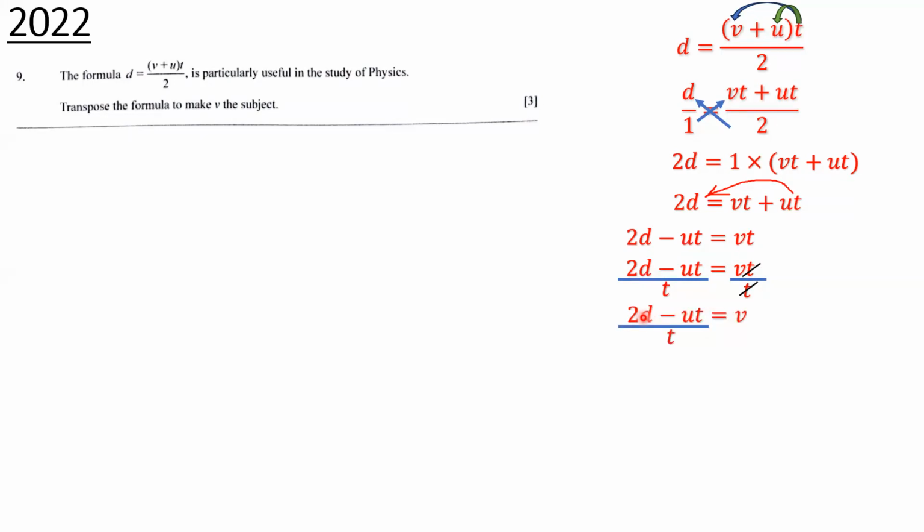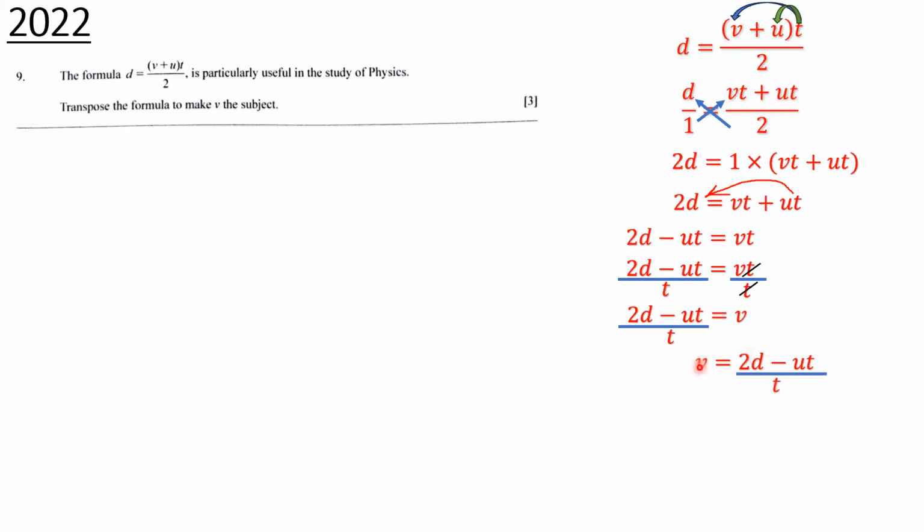Now I'm just going to switch the sides. So V is equal to 2D minus UT over T. And that's how we do it. A person may ask, why did I switch sides? The reason is so that V could be on the left-hand side and this quantity on the right. We already know that V is equal to this, so switching sides doesn't change what the statement is saying. It's still saying that V is equal to 2D minus UT over T, and that's perfectly fine.